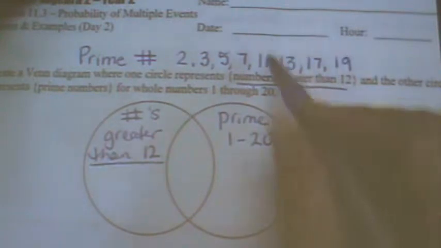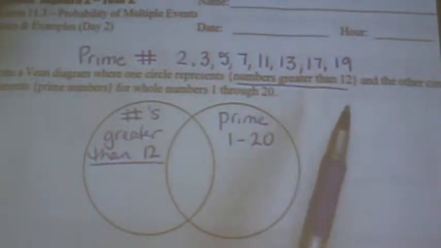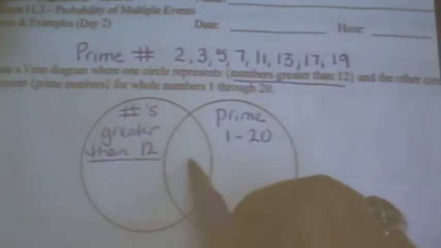Okay, and in this circle, you're going to write all the prime numbers between 1 and 20. In this middle part will be the numbers that are greater than 12 and prime. Let's start with the middle. Which numbers are bigger than 12 and prime? What numbers would go in this middle region? 13, 17, and 19.